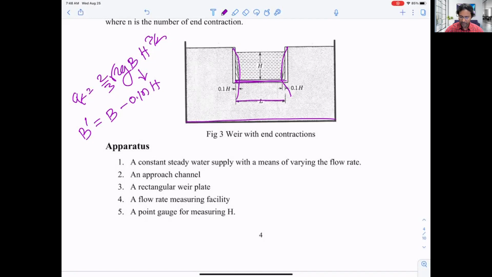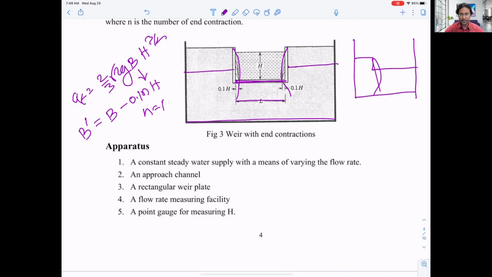But if we have one side contraction, like this way, we have a weir like this way. So we have contraction here, only one end. Then we have to use N equal to 1. But in most cases we will have this type of N contraction, right? The weir will be located at the middle of a channel. So that is another case.